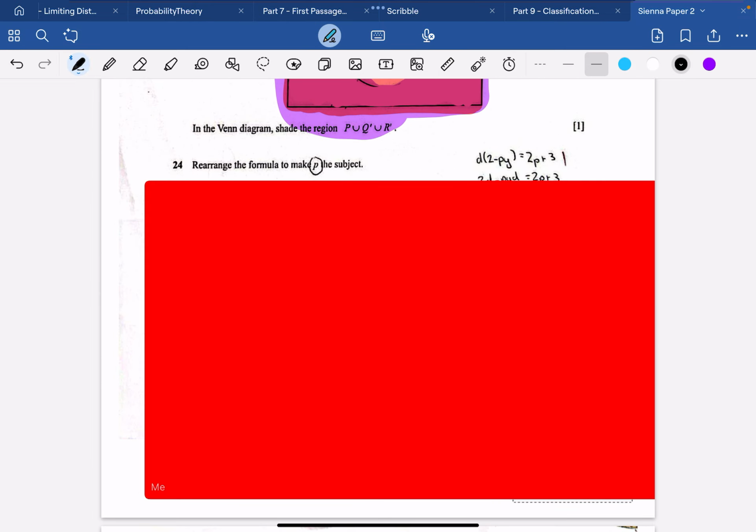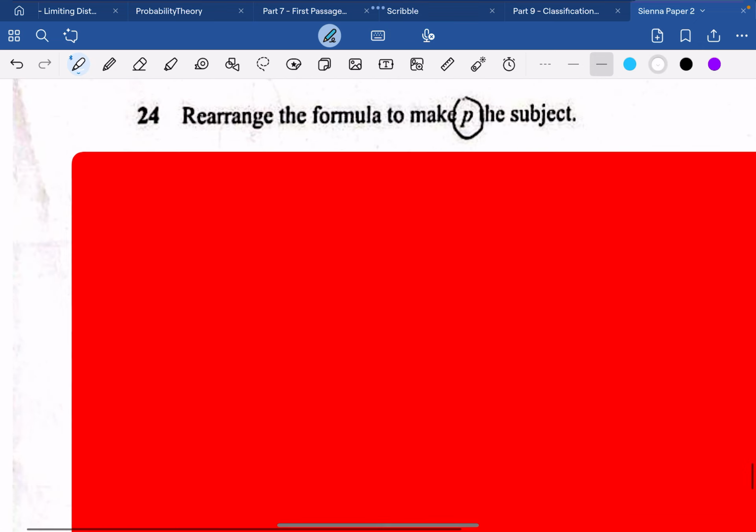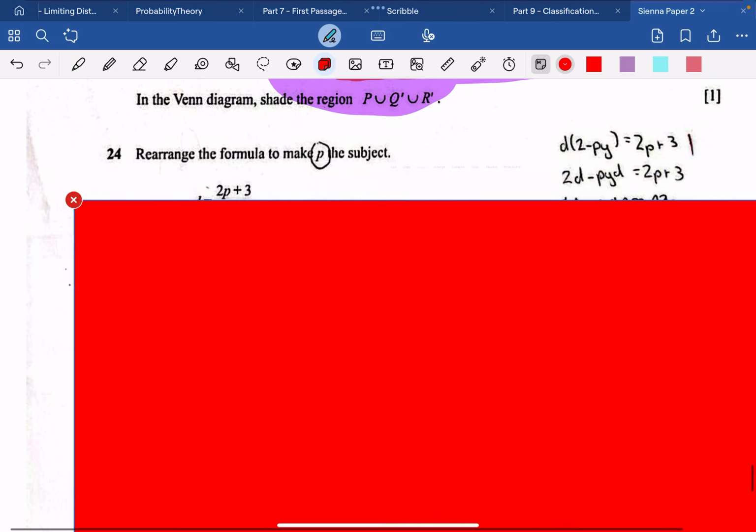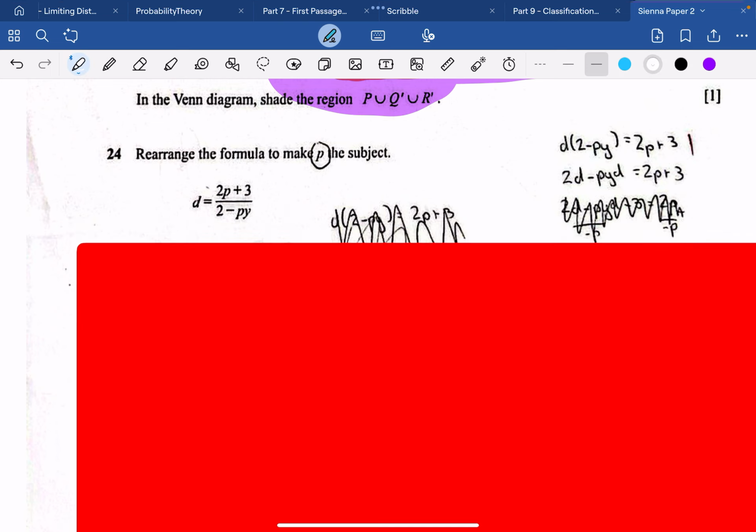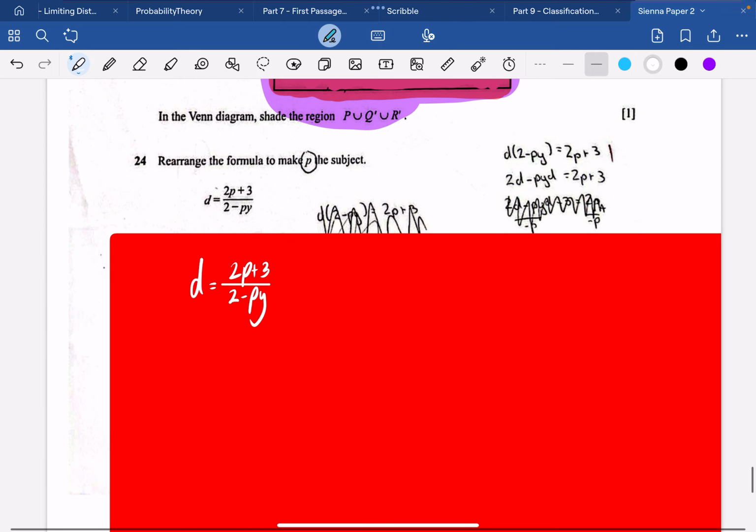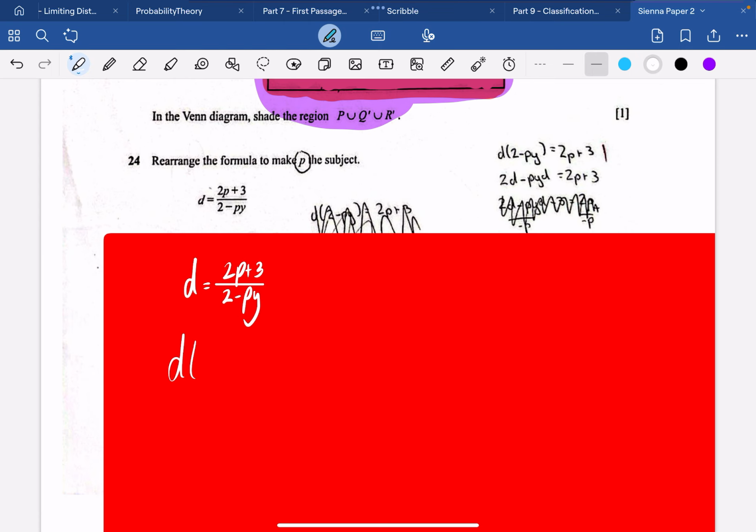Okay, cool. So we've got, oh, need to see the equation, don't we? That would help. d is equal to (2p plus 3) over (2 minus py). So we need to get it in the form p equals something, okay? So let's just start off easy. We go d(2 minus py) is equal to 2p plus 3.